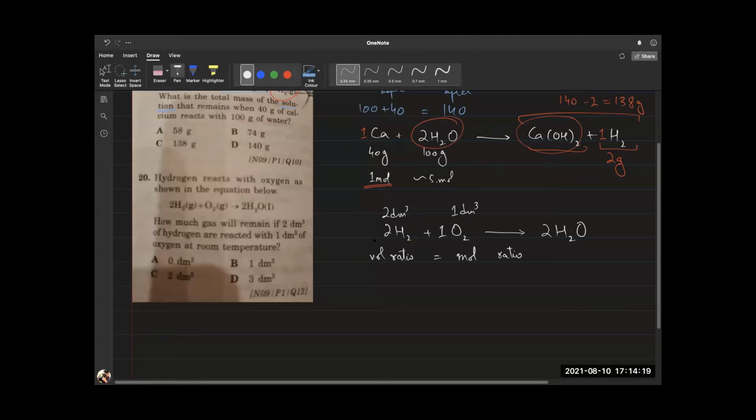That means if you had 2 moles of hydrogen, you'll get 2 moles of water. You have 2 dm cube of hydrogen, you will get 2 dm cube of steam. Okay? But that is steam. The equation is telling us that water is made as a liquid. So that means you're not going to get any gas left, because these 2 dm cube will react with 1 dm cube. You don't have any gas left. So all of it will react and make liquid water. You don't have any gas left. So 0 is the answer.